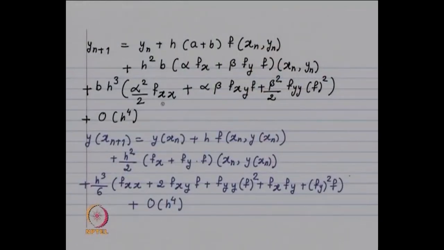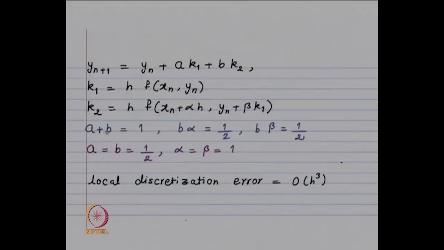But no matter how you choose your a, b, alpha, beta, it will not be possible, because when you look at y n plus 1, in the coefficient of h cube you have got f x x, f x y f, and then f y y f square. Whereas in y at x n plus 1, you have got these three terms, and in addition f x f y and f y square f. So, no matter which way you choose your a, b, alpha, beta, you cannot hope to match the coefficients of h cube because of the presence of these. So, now we have got the conditions a plus b is equal to 1, b alpha is equal to half, b beta is equal to half: four constants and only three conditions. So, there are infinitely many ways of choosing this.